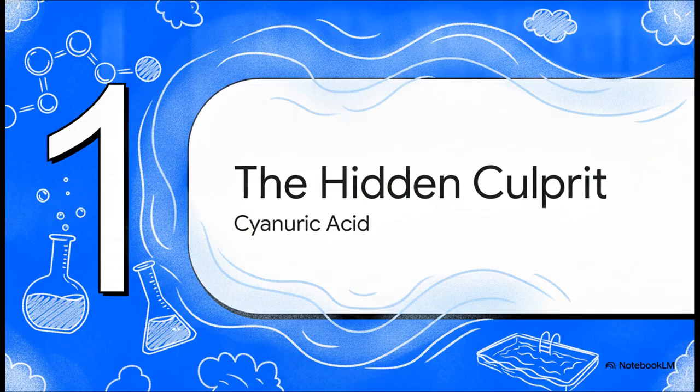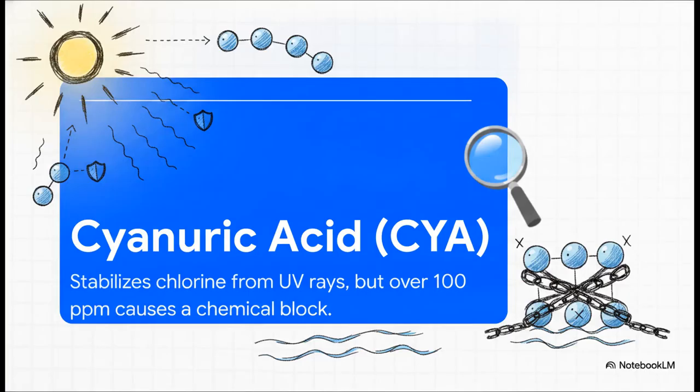Section 1. The hidden pool culprit. The sneaky chemical causing this massive headache for so many pool owners is cyanuric acid, commonly known as CYA or pool stabilizer. Basically, CYA acts like sunscreen for your pool. It starts off as a tremendously helpful addition, keeping those active sanitizers from burning off under the harsh UV rays of the sun. But, here's the catch. When those levels creep up, particularly over 100 parts per million, it actually acts less like a sunscreen and way more like a chemical straitjacket. It binds up the chlorine so tightly that it can no longer do its job of sanitizing your water.